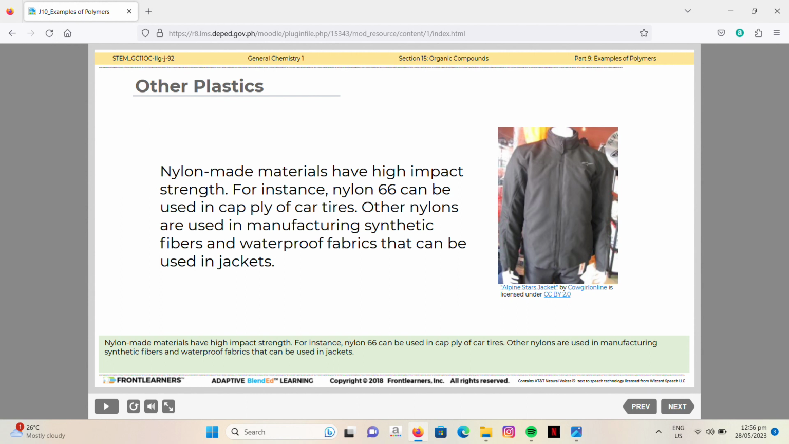Nylon-made materials have high impact strength. For instance, nylon 66 can be used in cap ply of car tires. Other nylons are used in manufacturing synthetic fibers and waterproof fabrics that can be used in jackets.